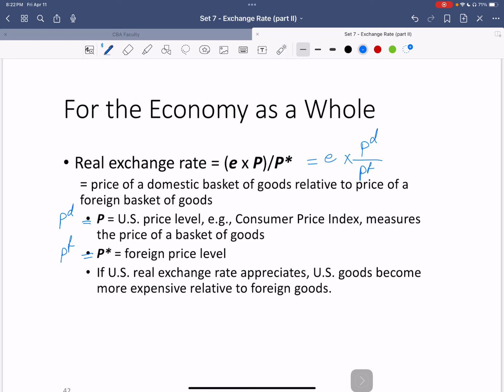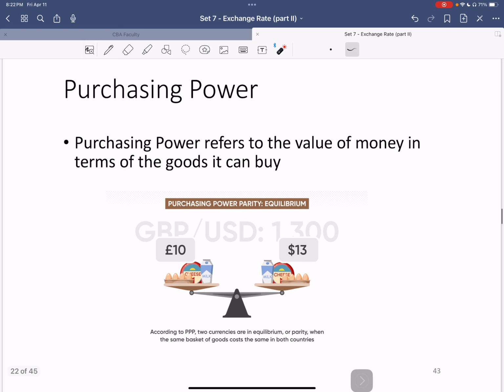Basically the same thing. If US real exchange rate appreciates, it means that US goods become more expensive relative to foreign goods. See, we say relative to the goods. Goods change relative to the goods. We do not say US dollar becomes expensive or becomes cheaper relative to the foreign currency. Okay, we're not talking about the currencies. The real exchange rate is comparing the goods together. But what does that mean? Okay.